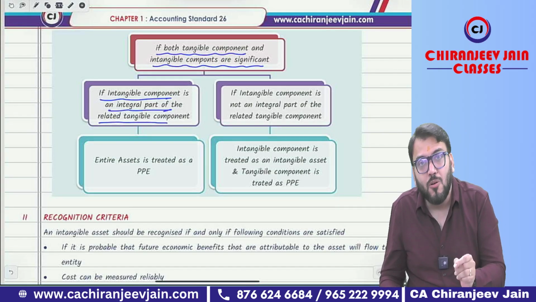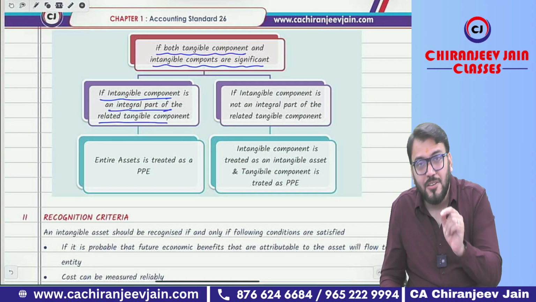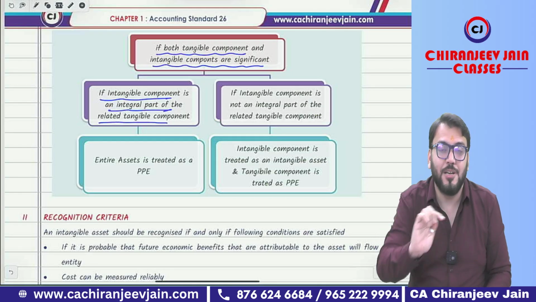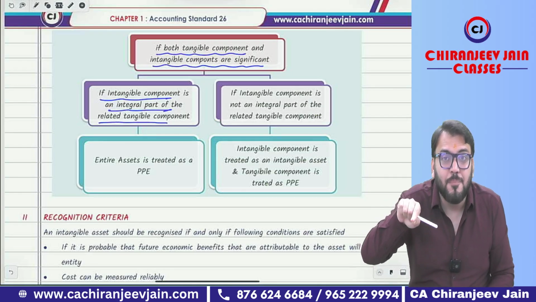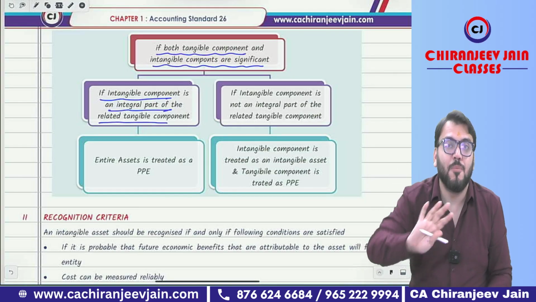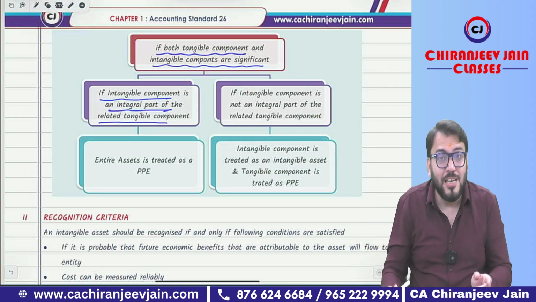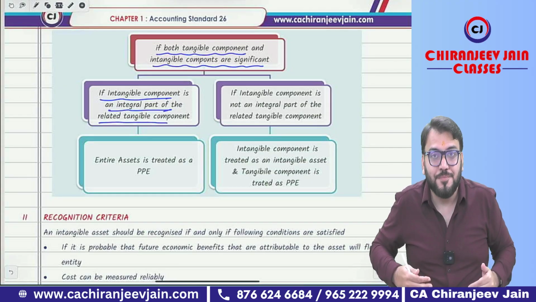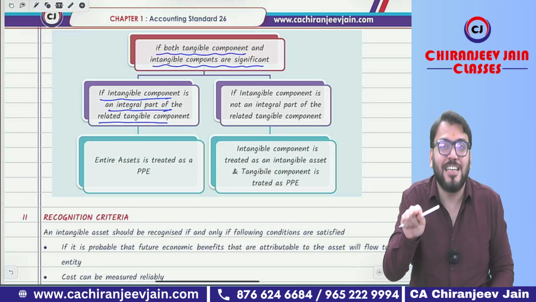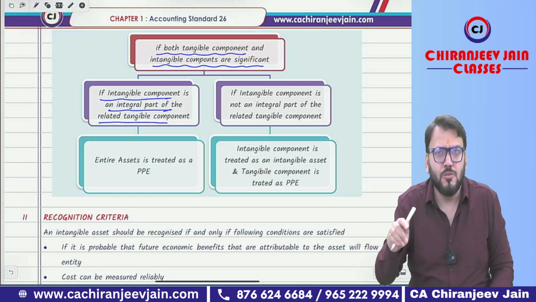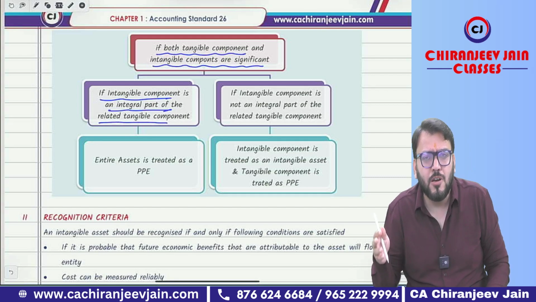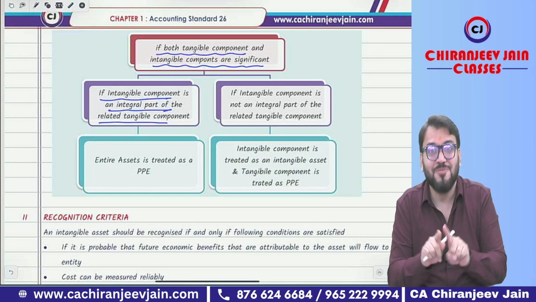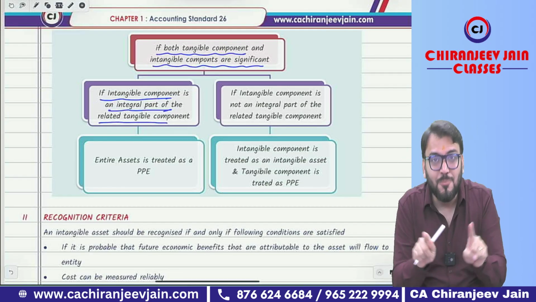Integral means, the intangible component is an integral part of what? The tangible component. It means that the intangible component cannot be used without the tangible component. It can be used only in that tangible component, then it becomes integral. For example, if I say body, the bones are integrated in the body. Are you getting? If suppose there are only bones, it requires a body. So we say human body. We will not say it is human bones. We'll say human body now. We will apply human body AS.